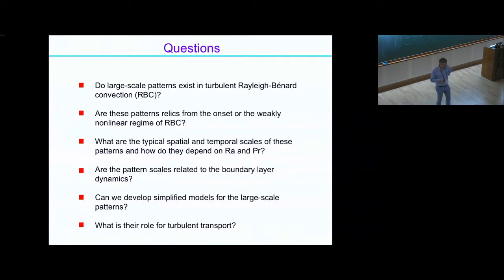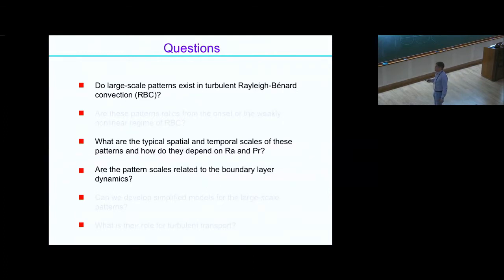How are these patterns and their formation related to what's going on in the boundary layers of the turbulent convection flow? Can we actually develop simplified models which put you in the bird's perspective? You try to forget about all these little tiny features of the turbulent flow, and you really want to have an effective dynamics of the large-scale behavior, and how important is their role for the turbulent transport in the system. So I'm going to talk mostly about three of those questions in the following.